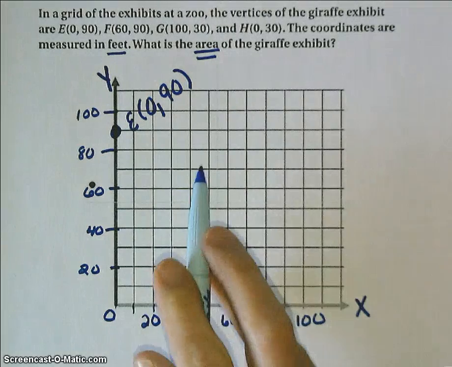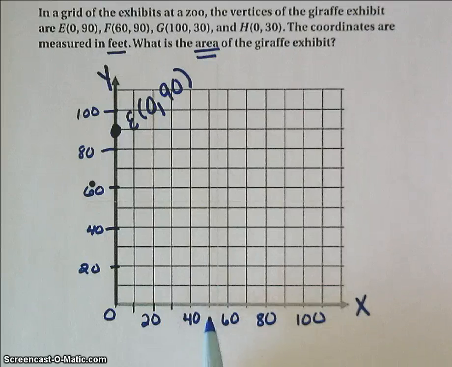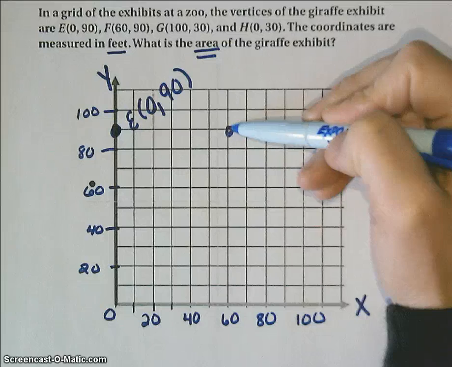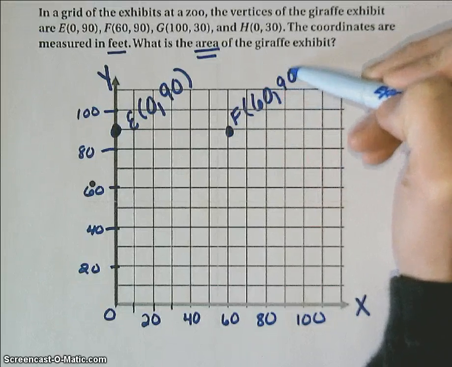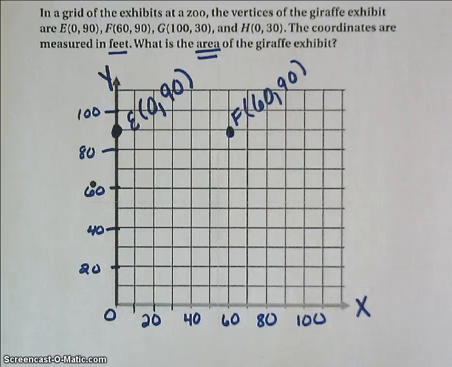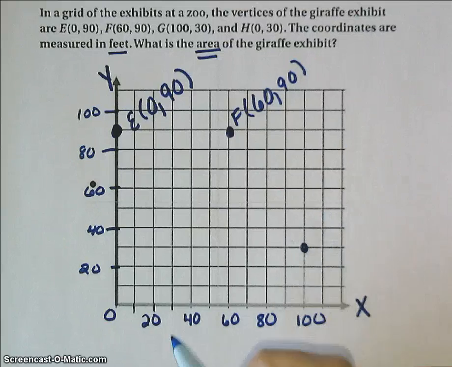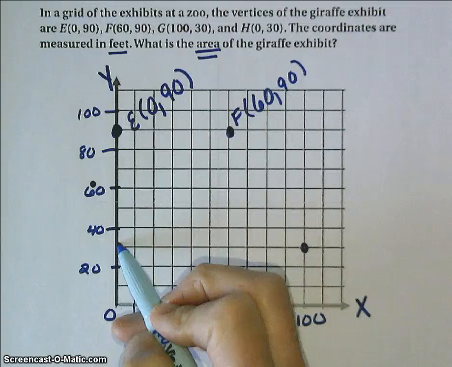So then I have F is 60, 90. So I'm going to go 10, 20, 30, 40, 50, 60, and all the way up to 90 and plot my point. Okay, and then I've got 100, 30. So over 100, up 30. And my last one is 0, 30. So over 0, up 30.